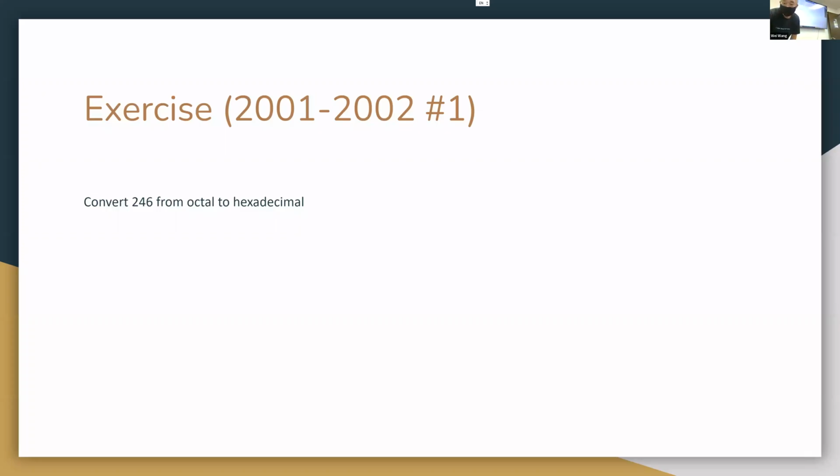Okay. You see the screen now? Yeah. Okay, good. So the exercise is to convert this number from octal to hexadecimal. The number is 246. With the review we just did, convert this number to a hexadecimal number. Let's start now. We got 5 minutes to do this.